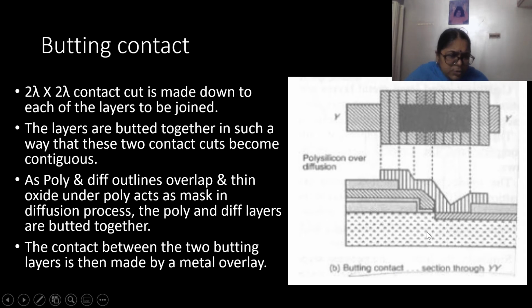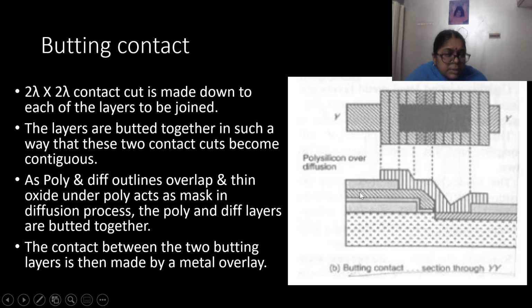You have the diffusion here, you have the substrate. Inside the substrate, this is the n diffusion which is shown. This is the polysilicon and this is the metal. So a 2 lambda cross 2 lambda contact cut is made. So first you have the 2 lambda cross 2 lambda contact cut here, and then when the contact cut is made, here also the contact cut is made. You can see the layers are butted together in such a way that the two contact cuts become contiguous. That means the two contact cuts which are made are continuous.